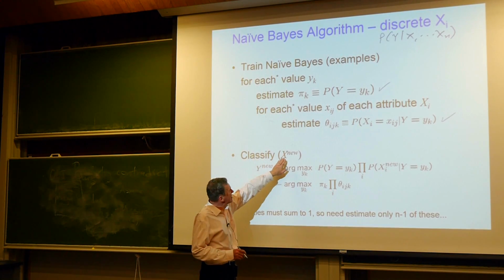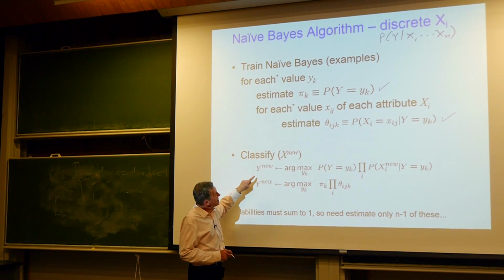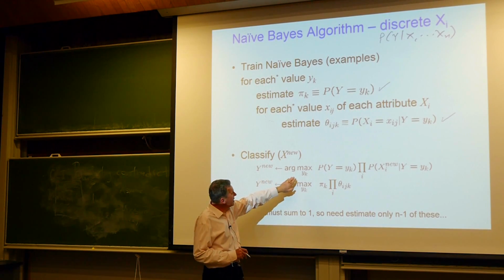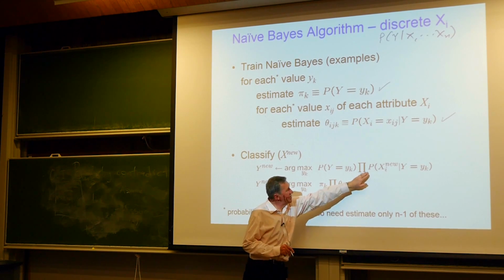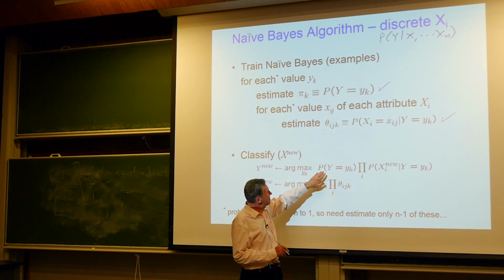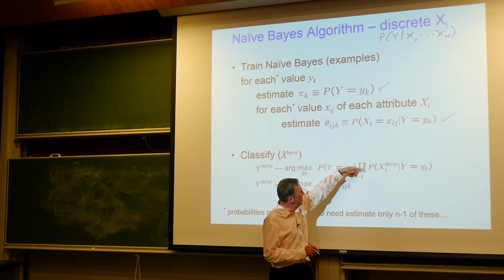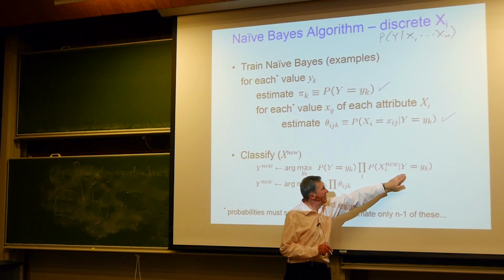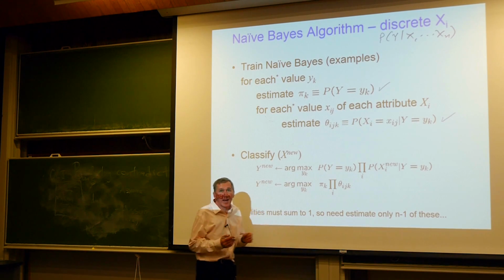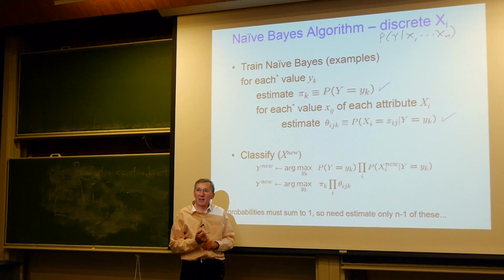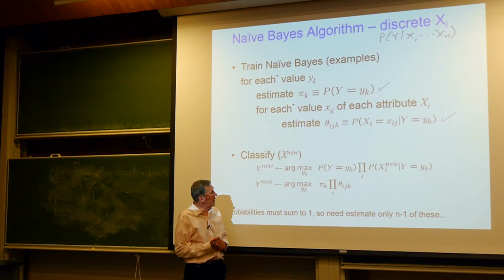Then given a new x, we say that the y value for the new x is just, this is just the numerator in Bayes' rule. It's just the prior on y times the product over all the features of the value of that feature in this new example, given that y equals yk. And we just pick the yk that makes that numerator of Bayes' rule the greatest.